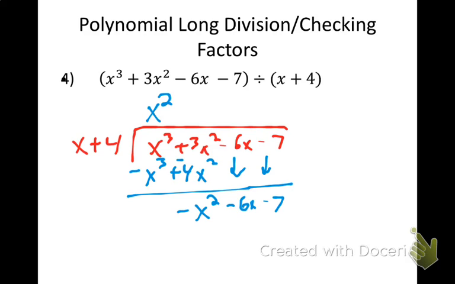Now, if anybody's here and you get stuck already, x goes into negative x squared how many times? Negative x times. Nice job. Just bring that negative up. Think of it: x goes into x squared, x times x. So it's negative x times. And then you multiply back. Keep going from there. Good work.